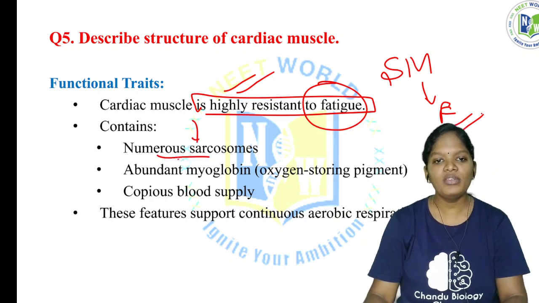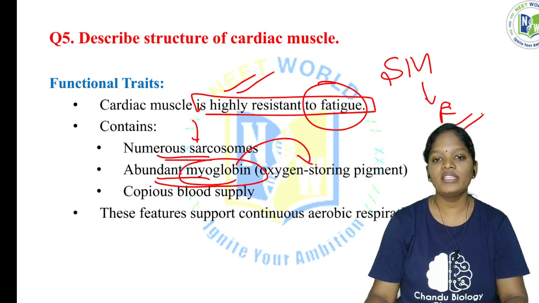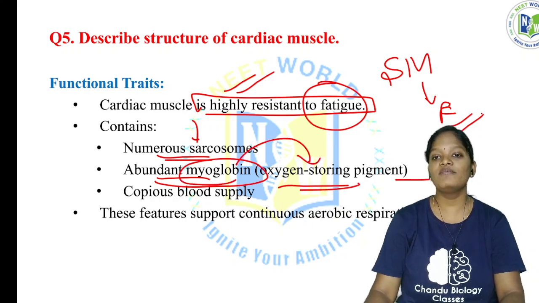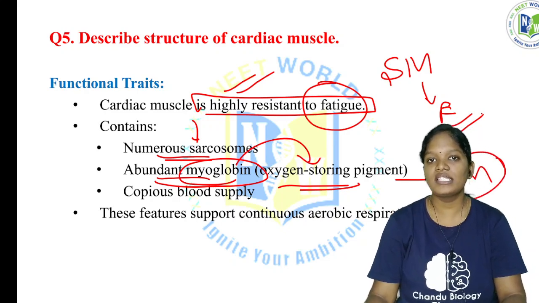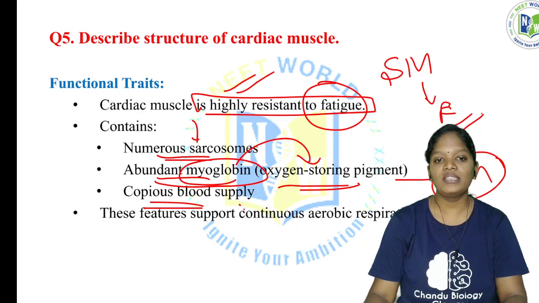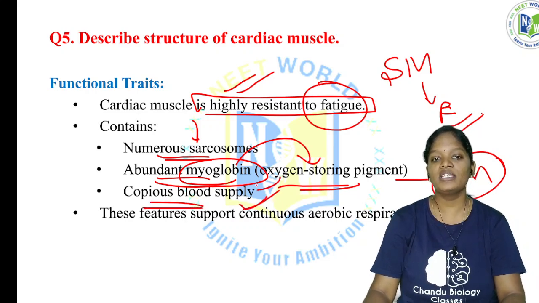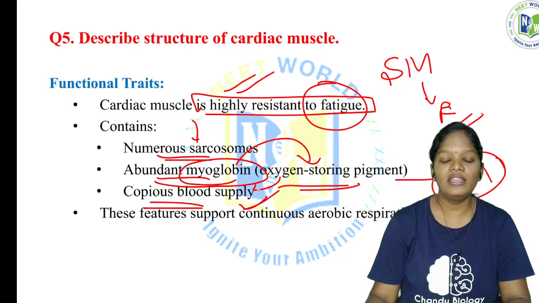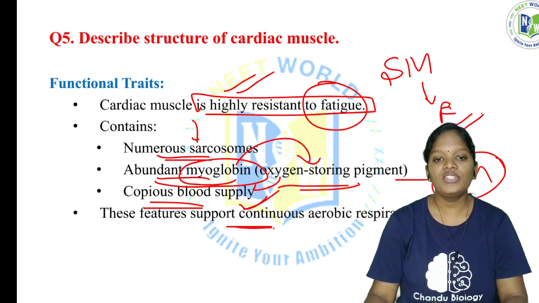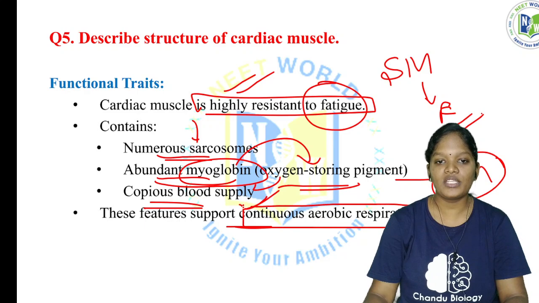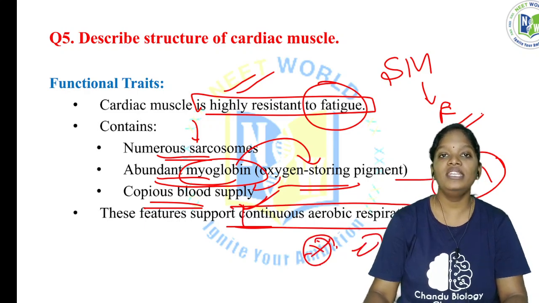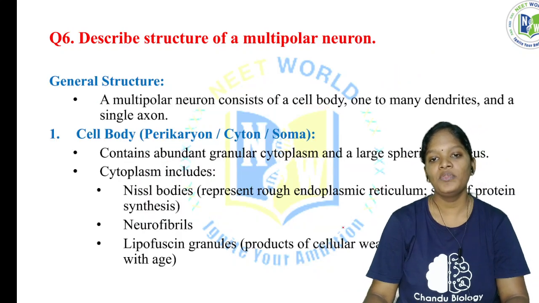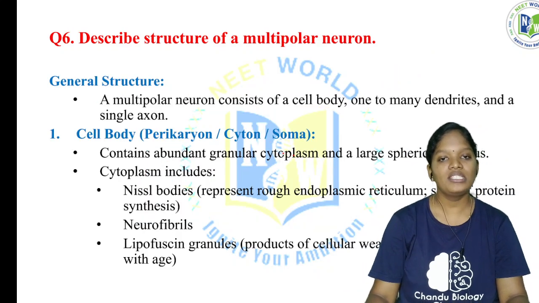It contains numerous sarcosomes and abundant myoglobin. Myoglobin is an oxygen-storing pigment. In muscle we call it myoglobin; if it is in the RBC, we call it hemoglobin. There is also a copious blood supply. As it is rich in myoglobin, it is rich in oxygen supply and blood supply. These features support continuous aerobic respiration, which is very important. So in the heart, we have a continuous oxygen supply, and that is nothing but aerobic respiration. That's all about the cardiac muscle.